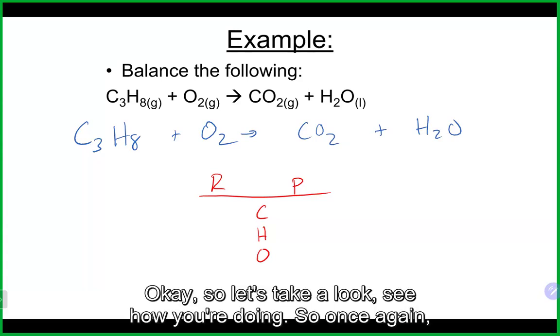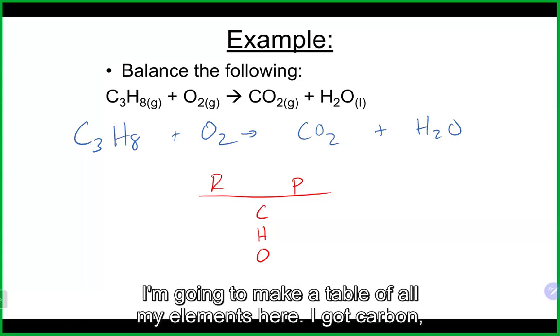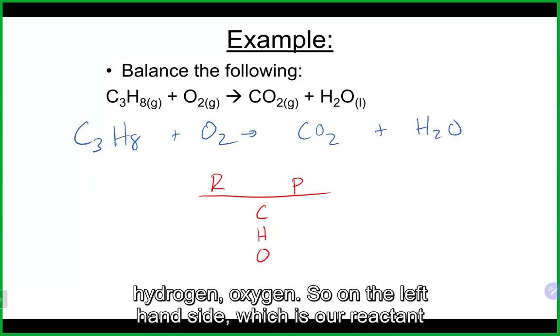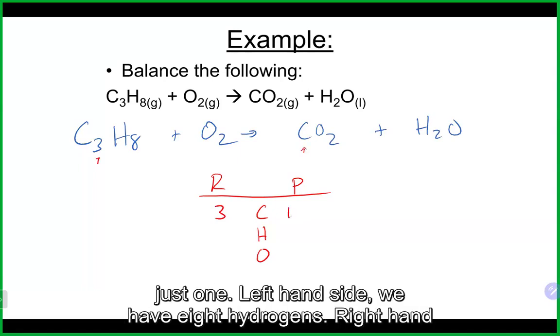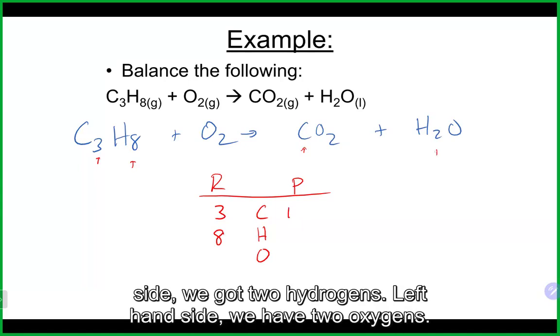Okay, so let's take a look and see how you're doing. So once again, I'm going to make a table of all my elements here. I got carbon, hydrogen, oxygen. So on the left-hand side, which is our reactant side, we have 3 carbons. On the right-hand side, we have just 1. Left-hand side, we have 8 hydrogens. Right-hand side, we got 2 hydrogens.